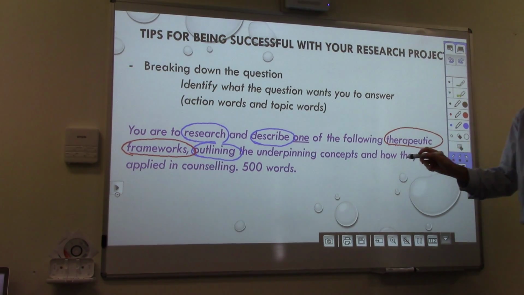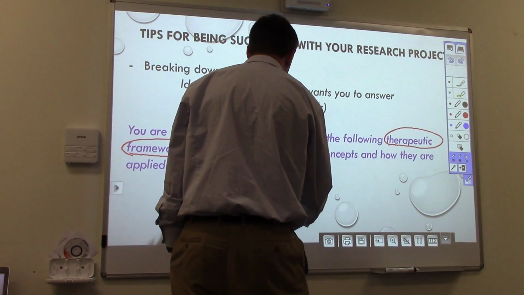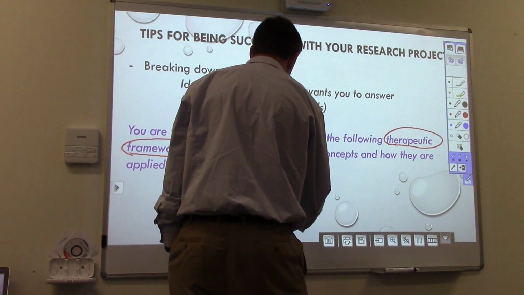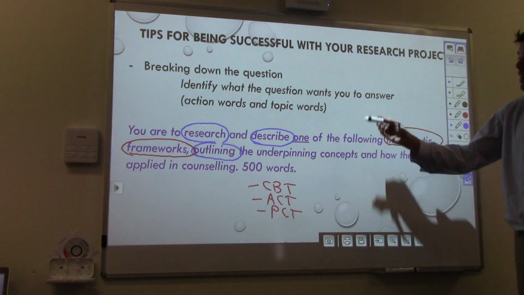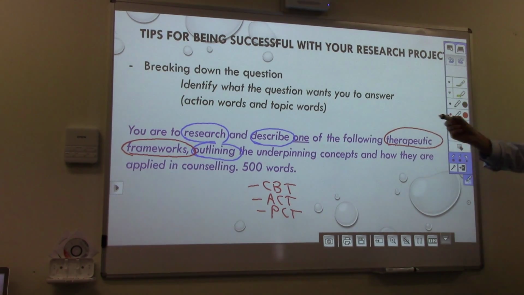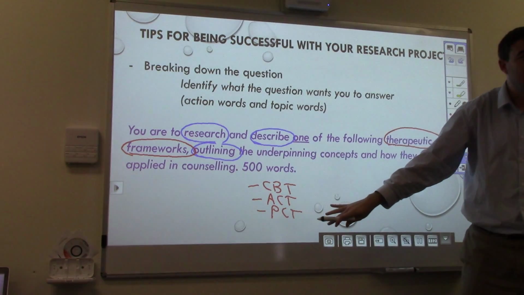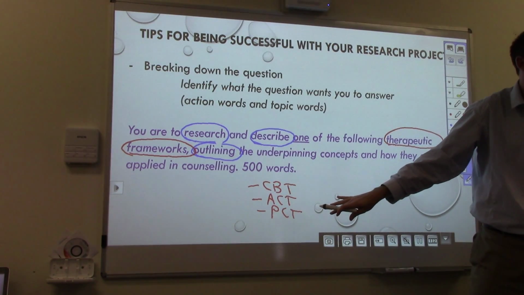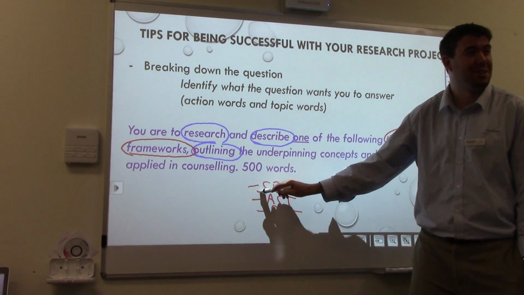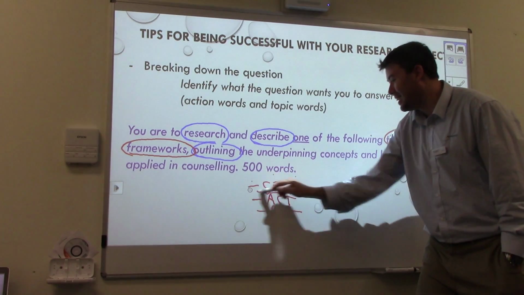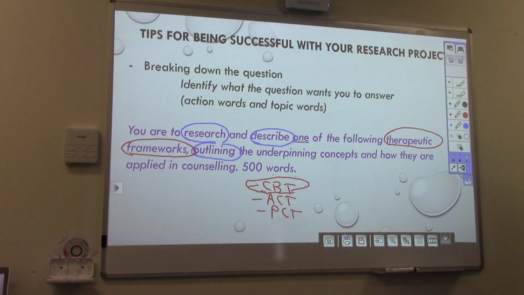Can we say one? Yeah, I was just about to say one. Let's say it told you can choose from CBT or ACT or PCT. The topic is therapeutic. You're going to write about a therapeutic framework. Pick one. Ruth, anyone? ACT. CBT. CBT? Alright, that's good because all the rest of the examples in my slideshow actually are CBT. So there you go. Well done. So you've identified the topic word, what you're going to write about.